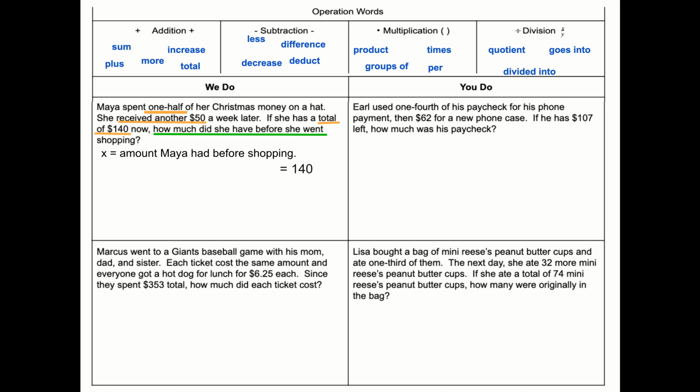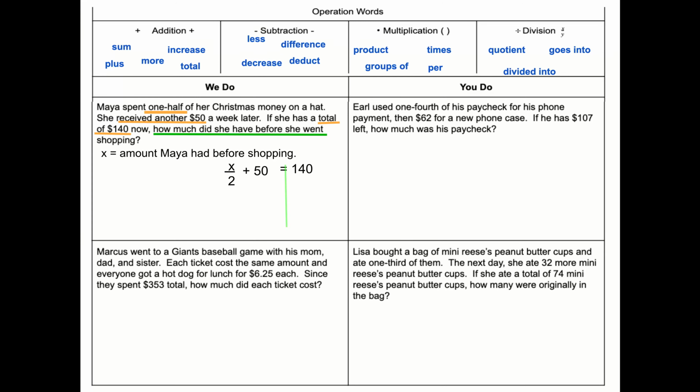And step 1 says write the total on one side. Well, I already have that underlined. It's 140. I know that she received $50. Received would be a plus. And she spent 1/2 of her Christmas money. So I would say her total before she went shopping, if I divide it by 2, that's 1/2.